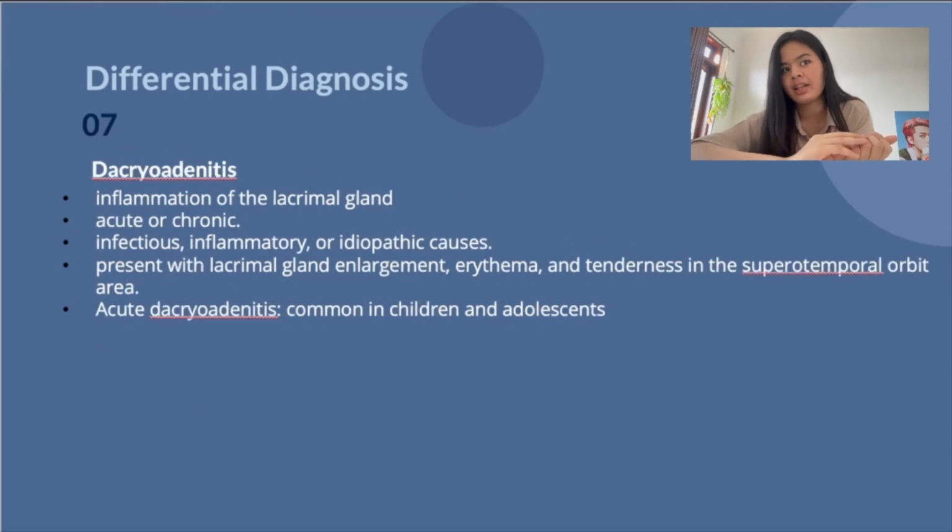Next, there is dacryoadenitis. This is the condition when there is an inflammation of the lacrimal gland. It can be acute or chronic. It can be caused by infection, inflammatory, or idiopathic causes. It presents with lacrimal gland enlargement, erythema, and also tenderness in the supratemporal orbit area. Acute dacryoadenitis is very common in children and also in adolescents. Thank you.